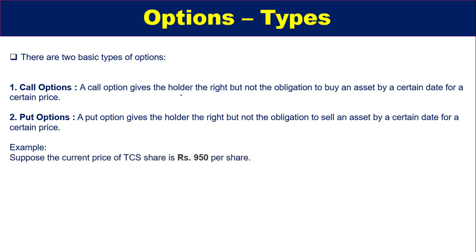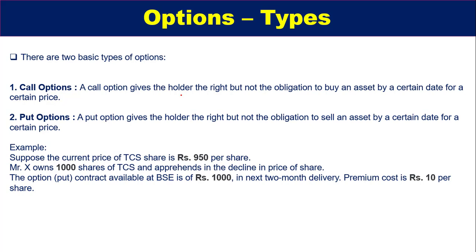Suppose the current price of a TCS share is rupees 950 per share, and there is a Mr. X who owns 1000 shares of TCS private limited company. He apprehends that in future the prices will decline, thinking that from 950 it will go to 900 or 800 due to current market conditions. So he has a greater risk of a big loss. For that, a put option contract is available at BSE at a strike price of rupees 1000, for delivery in the next 2 months.